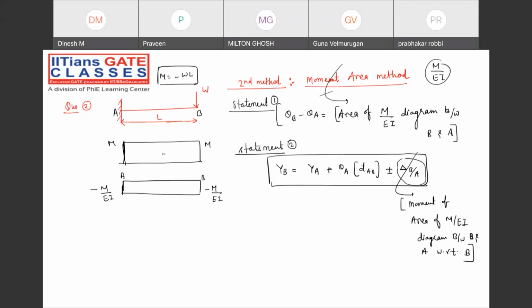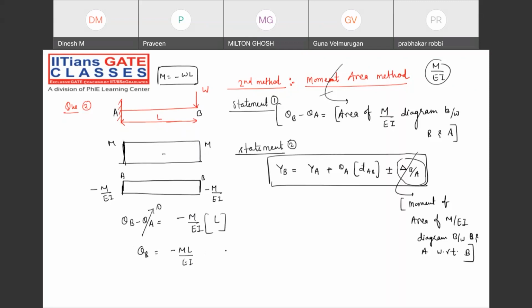Now, once you draw the bending moment diagram, suppose we need to find theta B minus theta A. We can very comfortably determine it. Just take the area. What is the area? Height into distance. The height is minus M by EI, into length L. Theta A is 0. So simply theta B will be minus ML divided by EI.